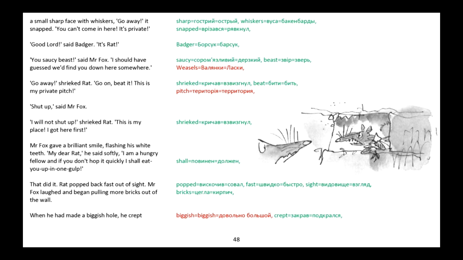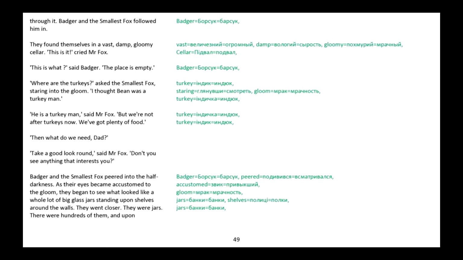"Shut up," said Mr. Fox. "I will not shut up," shrieked Rat. "This is my place. I got here first." Mr. Fox gave a brilliant smile, flashing his white teeth. "My dear Rat," he said softly, "I am a hungry fellow, and if you don't stop it quickly, I shall eat you in one gulp." That did it. Rat popped back out of sight. Mr. Fox laughed and began pulling more bricks out of the wall. When he had made a biggish hole, he crept through it. Badger and the smallest fox followed him in.